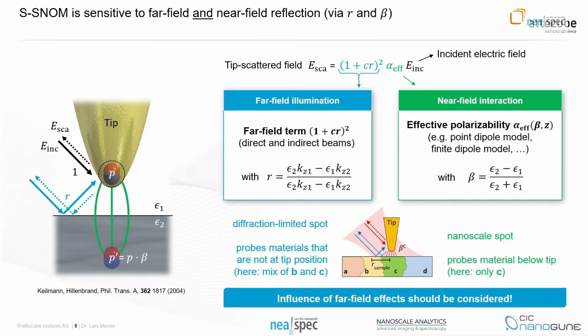So in the equation, we have this (1 + r)² to describe this, and r is the far-field reflection coefficient. It's different from the near-field reflection coefficient. It's very important that they are different. For example, here, with the near-field reflection coefficient, essentially we are probing a nanoscale spot, in this case the material C. But the far-field reflection is coming from a diffraction-limited area, and in this case we would probe materials B and C. So that's why we should consider far-field effects.